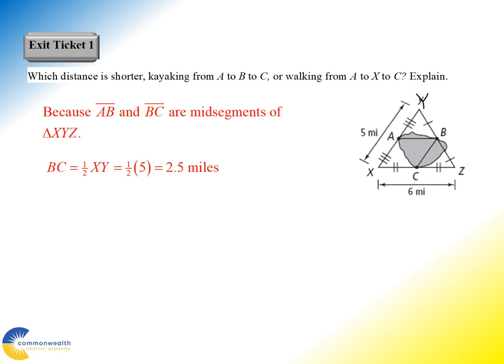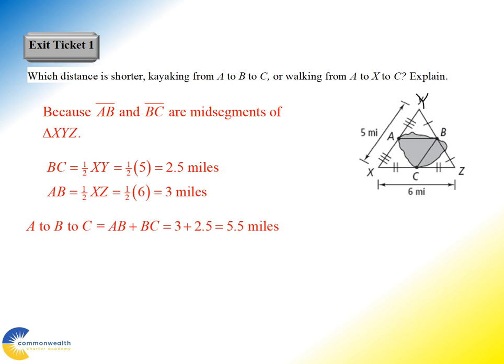So with that being said, I know they're mid segments, so BC is 2.5 miles. I know that AB is 3 miles. So if I go from A to B to C, that's AB plus BC, which is 3 plus 2.5 miles, which is 5.5 miles. If I go from A to X to C, as I said, AX and XC are each going to be 2.5 and 3 miles respectively as well. So that total distance is 5.5 miles.